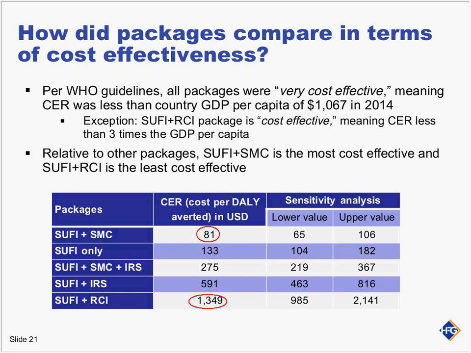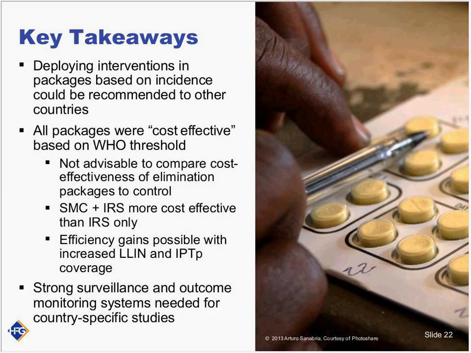These selected results lead to the key takeaways that we want to share with you today. The first is that targeting interventions in packages based on incidence, as Senegal is doing, could be recommended to other countries. It could be recommended because the study found that this is cost-effective. As we said earlier, according to the guidelines, all of the packages are cost-effective.